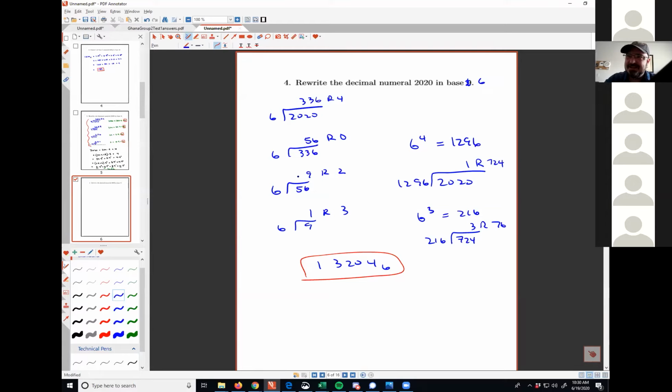I think so, but is that supposed to be a 1 beside the number, like the 3,204 supposed to be a 1? Sorry, I didn't write that very close together, did I? That's the first digit. This would be 1 times 6 to the 4th plus 3 times 6 cubed plus 2 times 6 squared plus 0 times 6 to the 1st plus 4 times 6 to the 0.